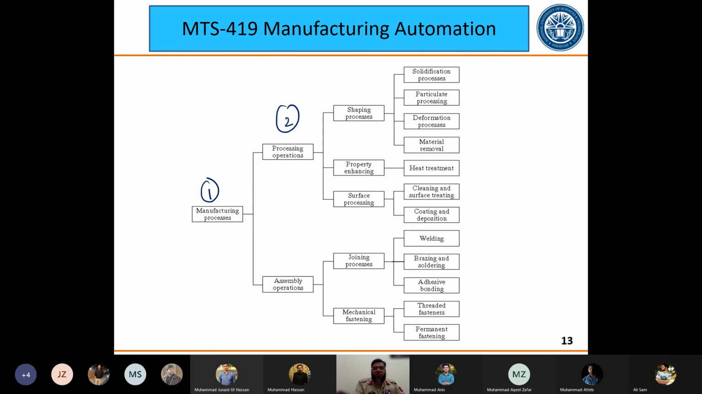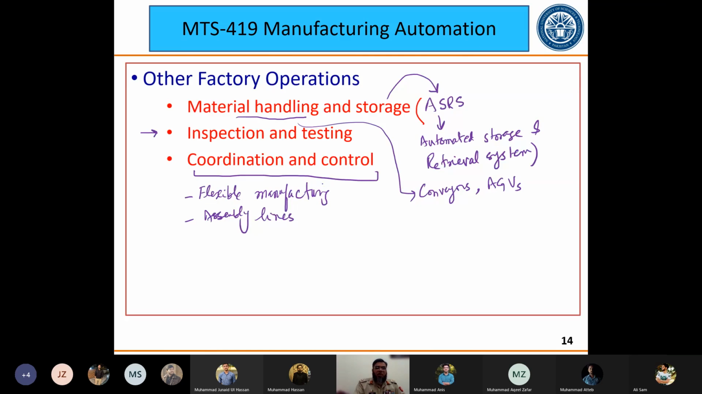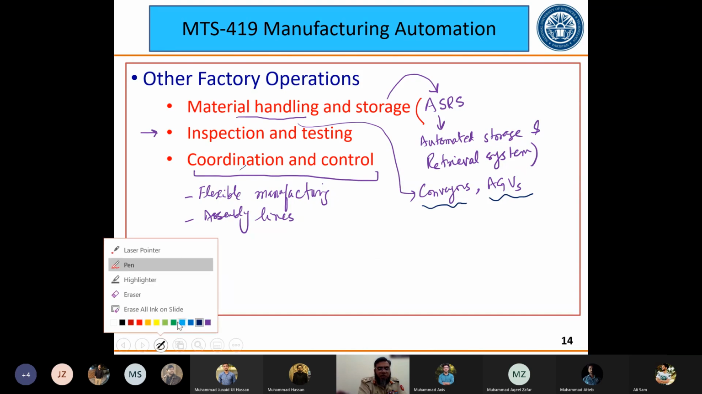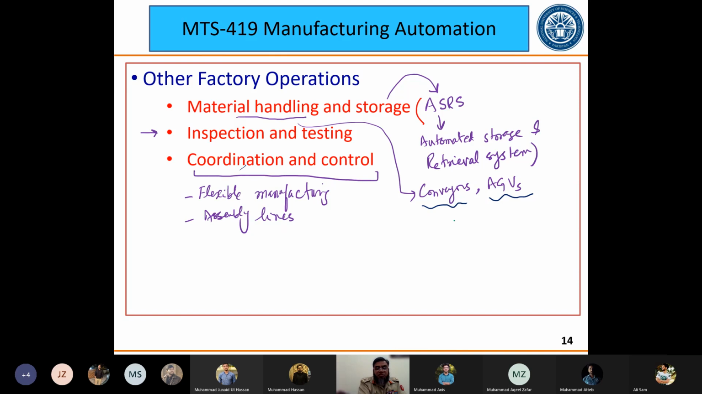All right. If there is no clarification required until here, we move forward and talk about some material handling and storage things, which are ASRS, Automated Storage and Retrieval Systems. We can use these for storage. We can use conveyors and AGVs for the material transport system. This is for material transport or material handling, and this is the storage. We are going to talk about these in a little more detail next week, inshallah.